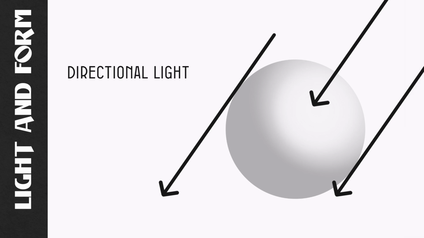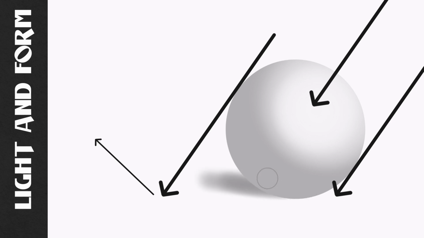That directional light will continue to pass our object, strike the surface our sphere is laying on, and bounce off that surface. It also creates a cast shadow on our surface as it's illuminating the surrounding area.